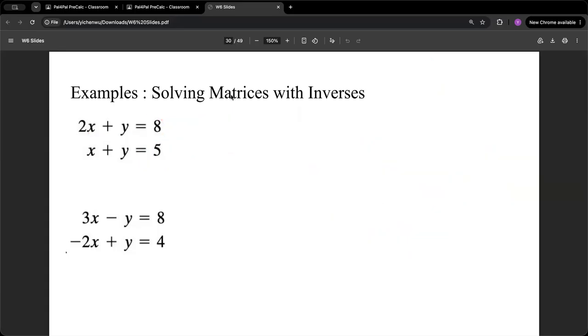So let's try these two examples. For the sake of learning, we do not use Cramer's rule on this example.